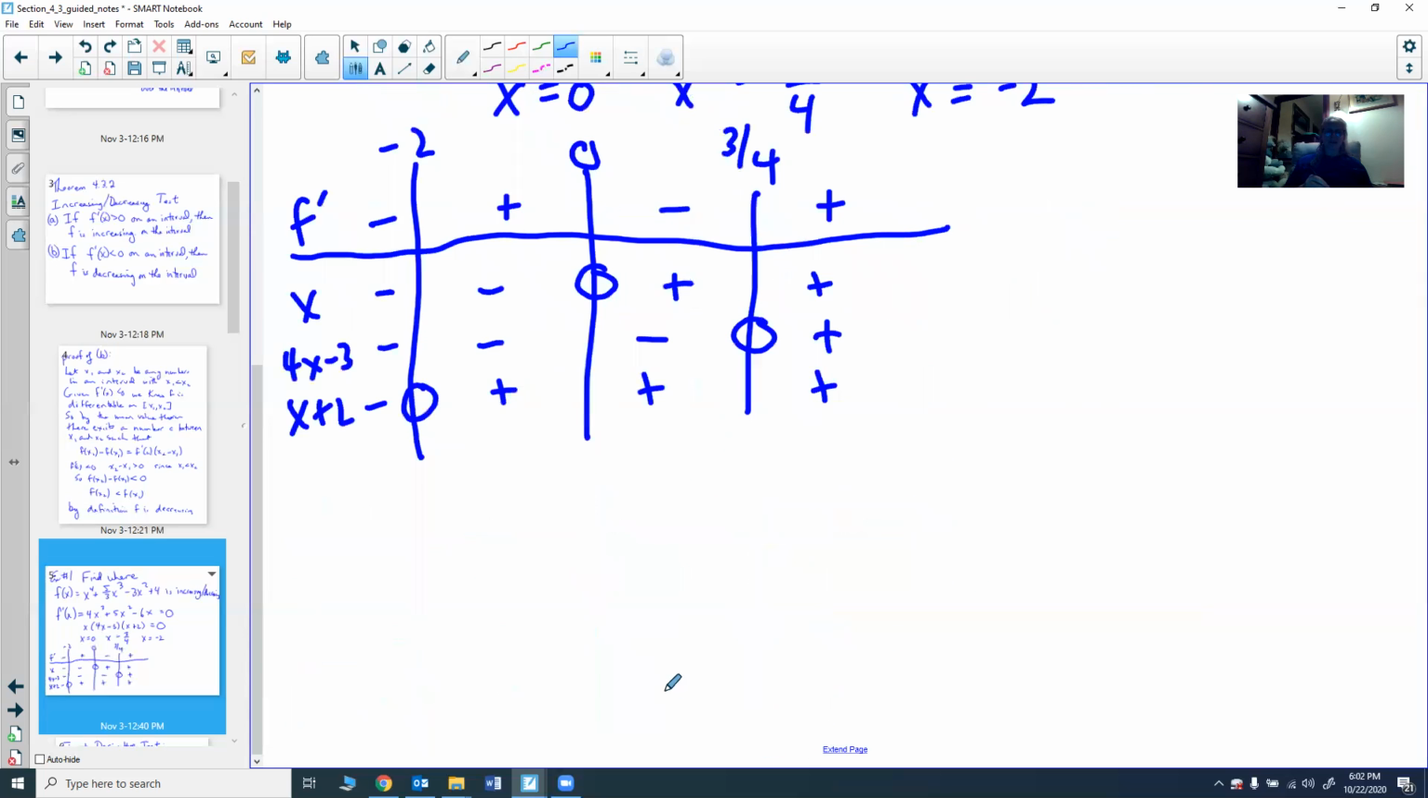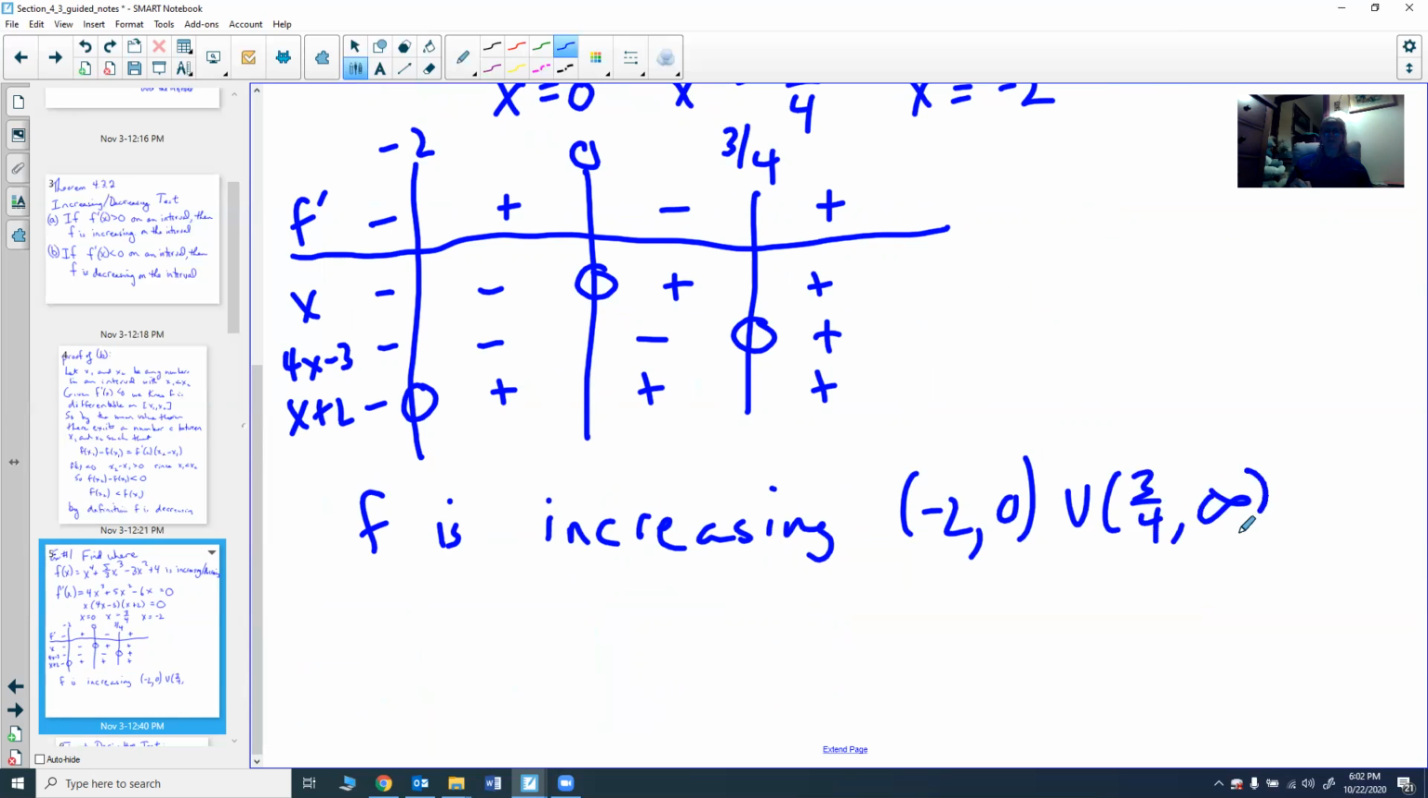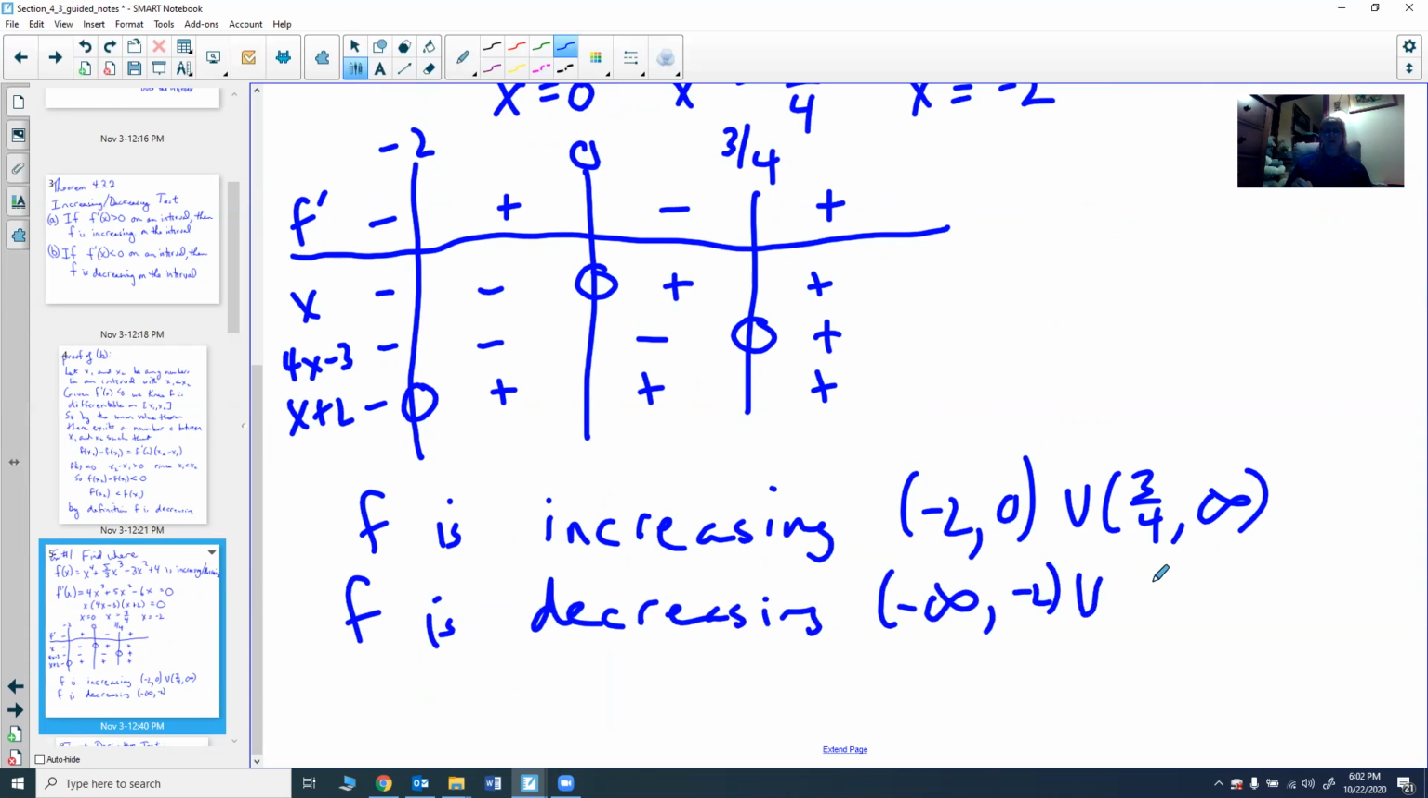So that tells me that f is increasing wherever the derivative is positive. So f is increasing from -2 to 0, and also from 3/4 to infinity. F is decreasing wherever the derivative is negative. So f is decreasing from -infinity up to -2, and then again also from 0 to 3/4.